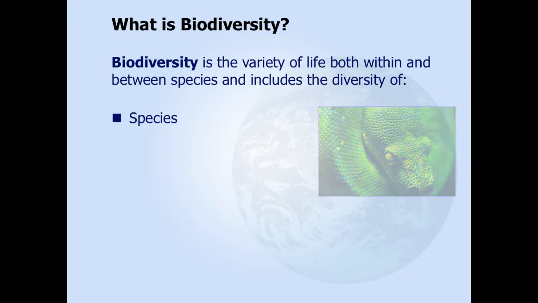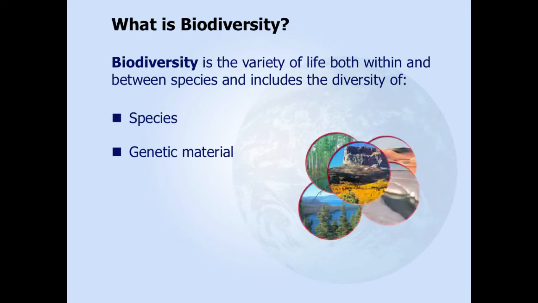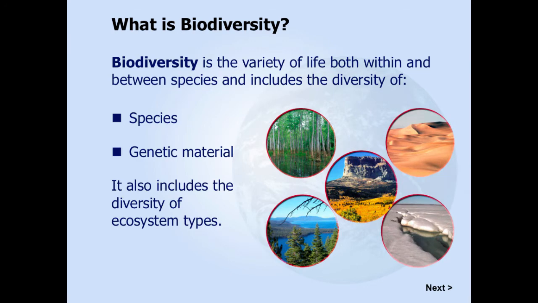So, what is biodiversity? Biodiversity is the variety of life both within and between species, and includes the biodiversity of the species, their genetic material, and it also includes the diversity of ecosystem types. So definitely make sure that you know all of this. Biodiversity is not only the variety of life between the species, but it also includes their genetic material and the different types of ecosystems, like a desert, swamp, grasslands, forest, tundra. That's biodiversity.